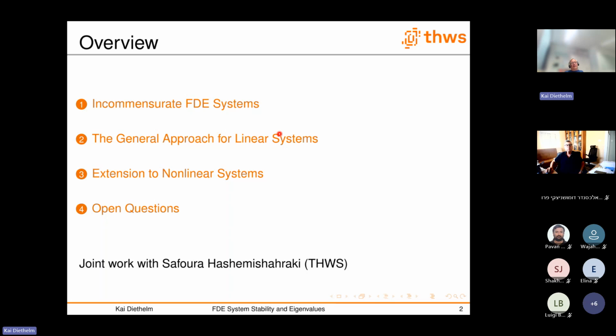This is really the key to the whole thing, and later on in the next section we will then talk a little bit about how all of this can be extended to nonlinear differential equation systems. And finally, I want to mention a couple of open questions, and all of this is based on joint work that I've done with my PhD student Safura Hashemi-Sharaki.